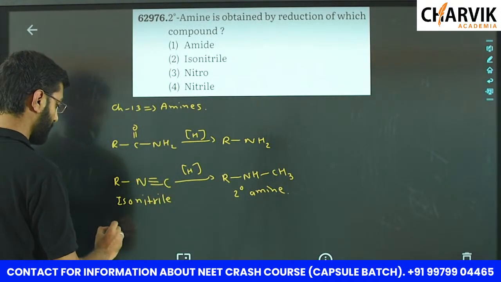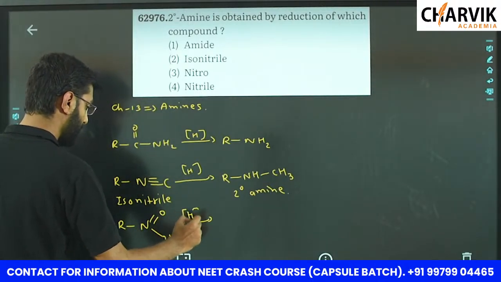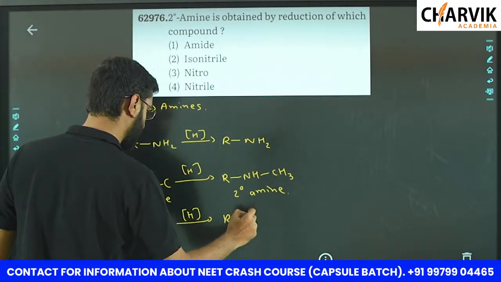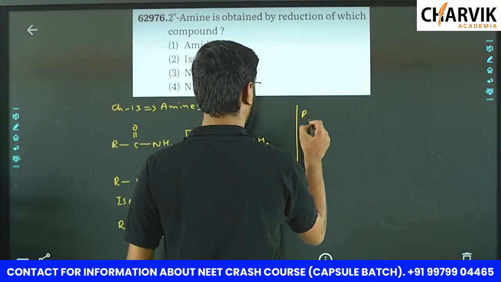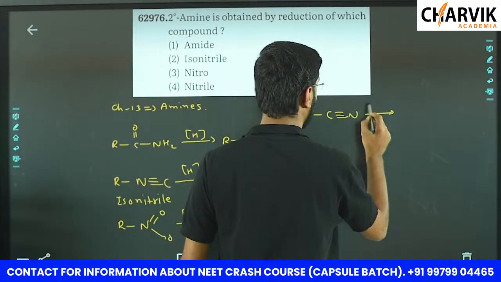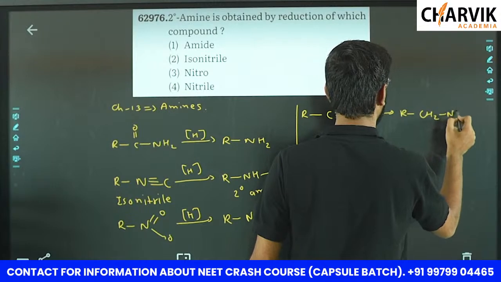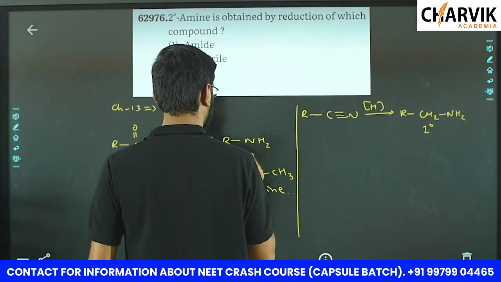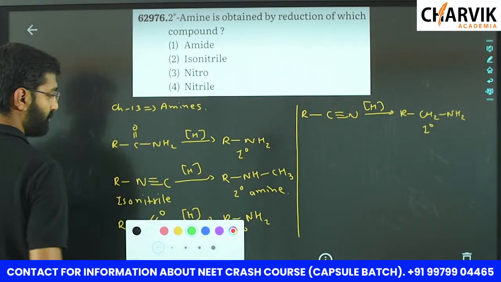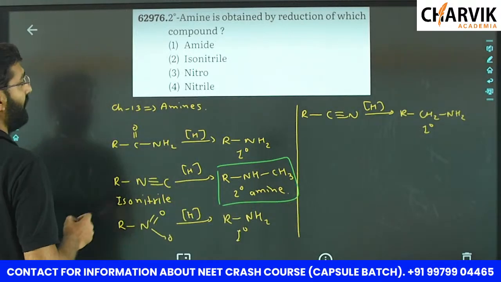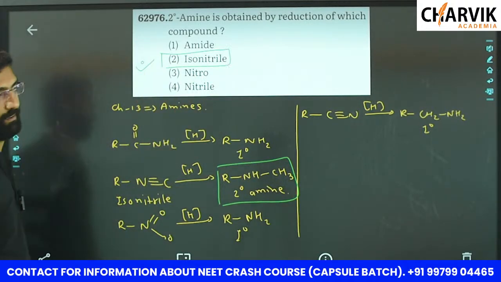Third, nitro, reduction of nitro, RNO2. Reduction of nitro, you will again get primary amine. And next one is nitrile, RC triple bond N. If you reduce this nitrile, then you will get RCH2NH2. This one is primary amine, this one is primary amine, this one is secondary amine, and this one is primary amine. So your correct answer is secondary amine, that is isonitrile. So your correct option is 2, isonitrile.